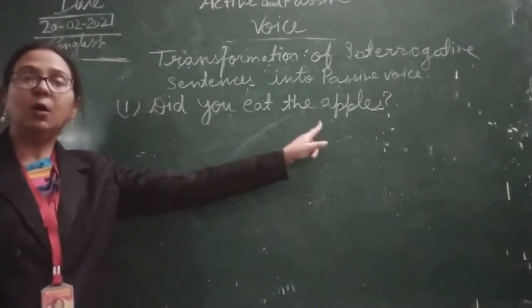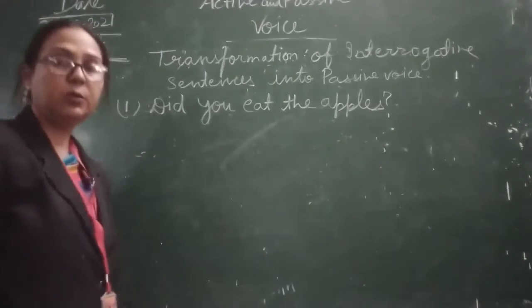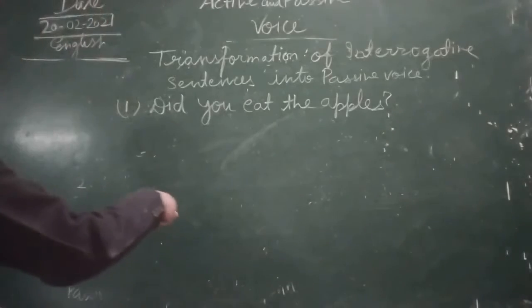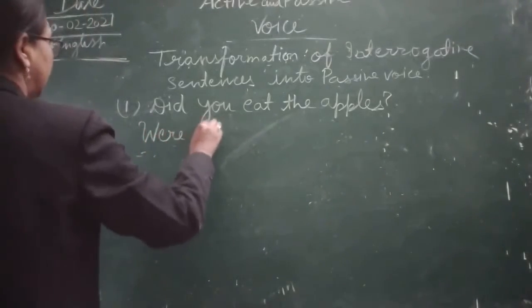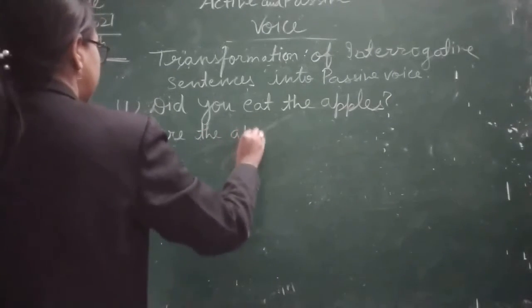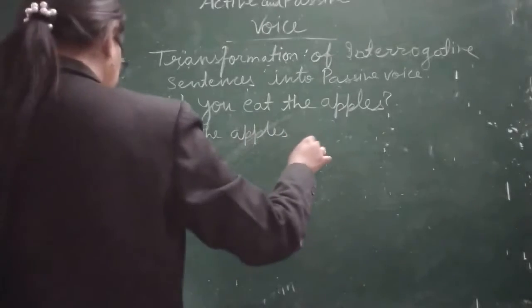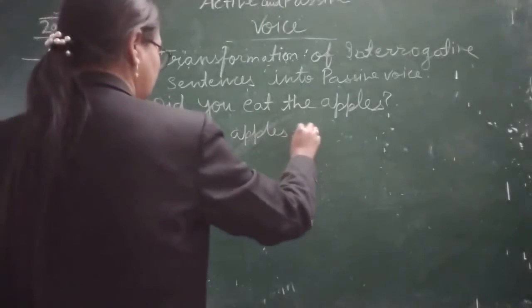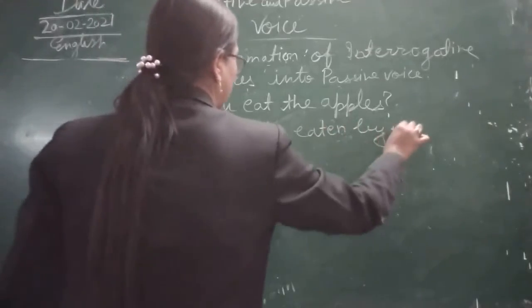According to the object, we will convert into was or were. So here, because apples are there, that is why we will use were. Were the apples eaten by you?